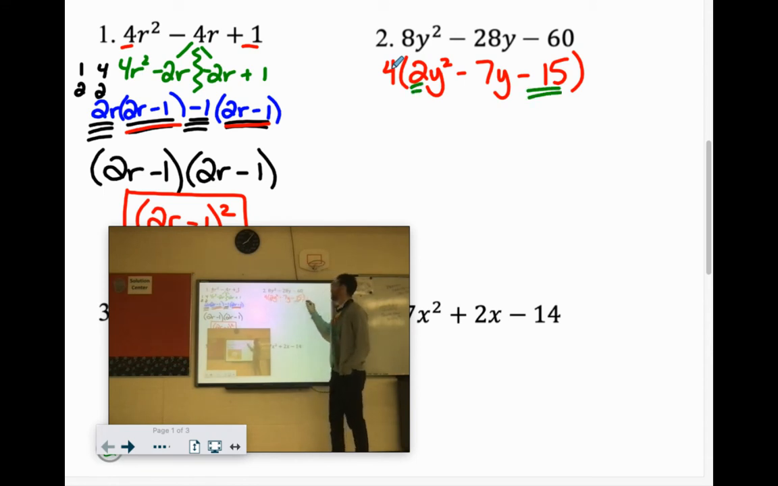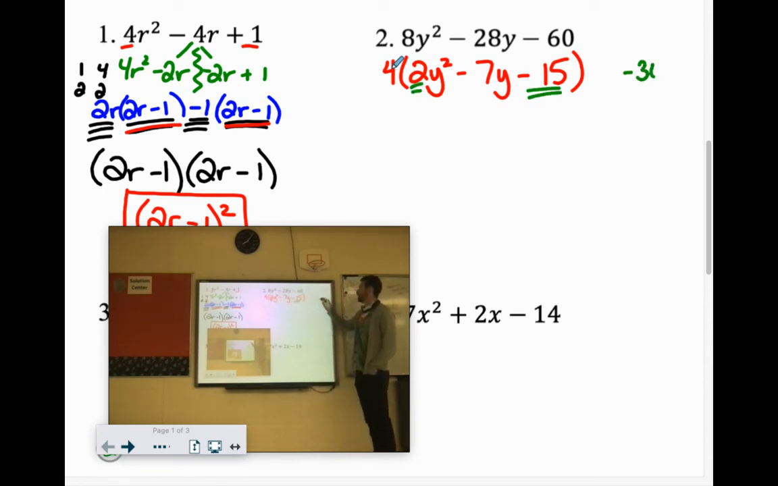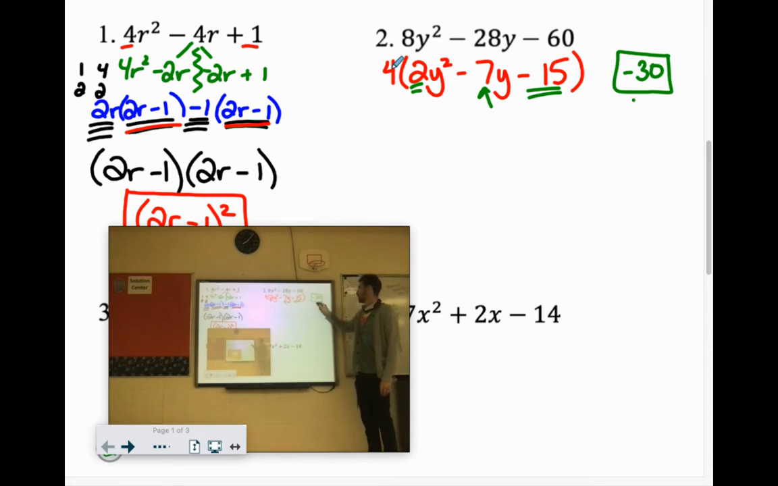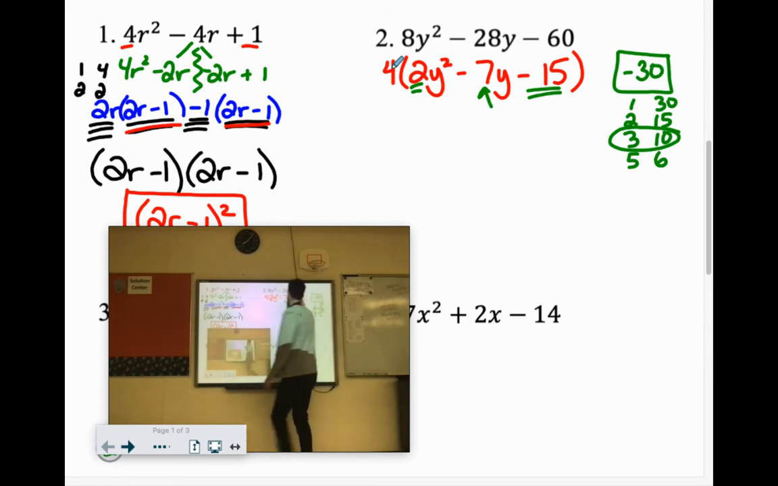2 times negative 15 is negative 30, which means it has to be 1 plus and 1 minus, and they have to be 7 apart from each other. So it could be 1 and 30, 2 and 15, 3 and 10, or 5 and 6. Which set is 7 apart? The 3 and the 10. So we're going to split the 7.